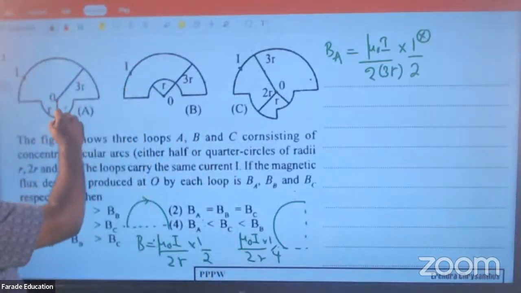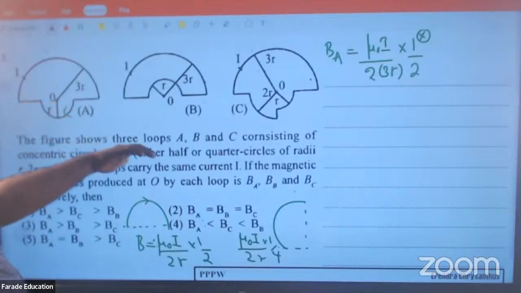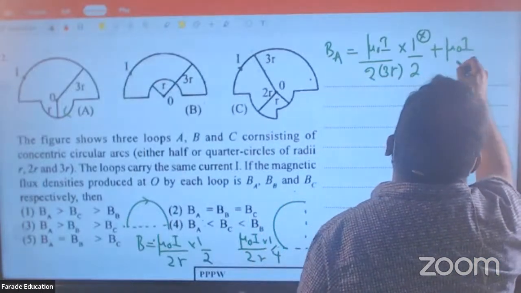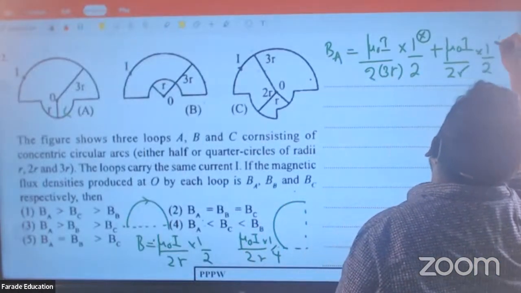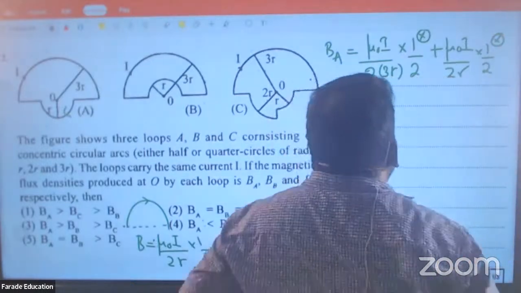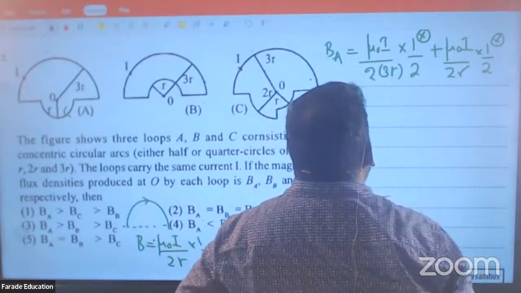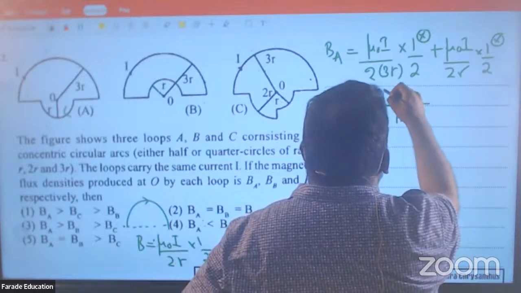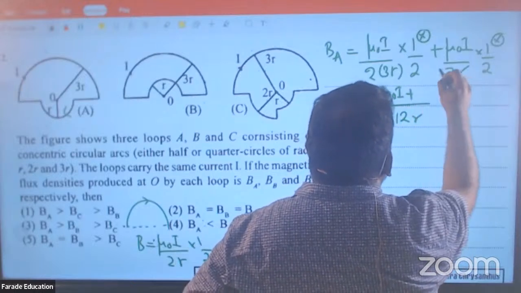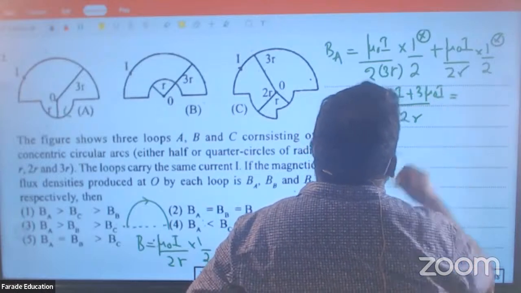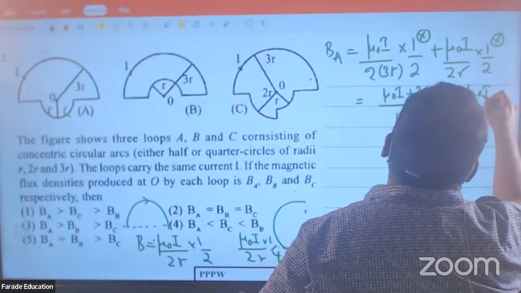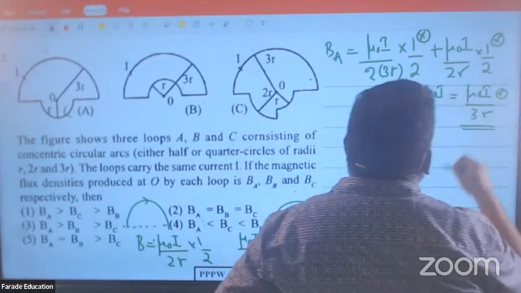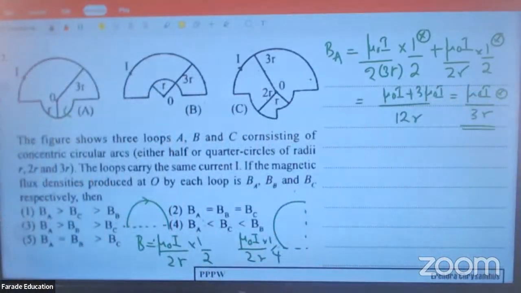Right. Now here also right hand rule, field inwards. Mu naught I divided by 2R, that's full circle. Half a circle, there you go, inwards. Simplify this carefully. 4 times 3, 12. 12R. Here 12R means mu I plus 3 times mu I. So that is mu I 4 divided by 12, 3R. Mu naught I divided by 3R.